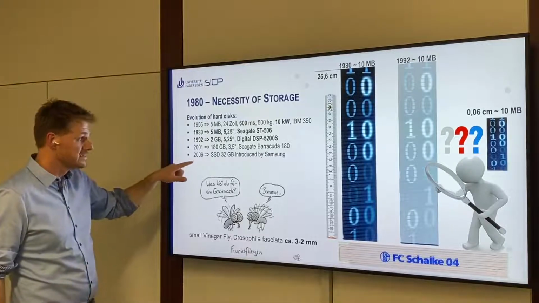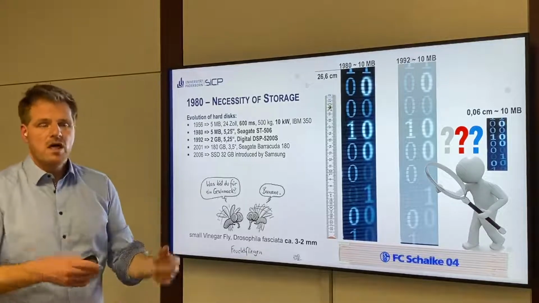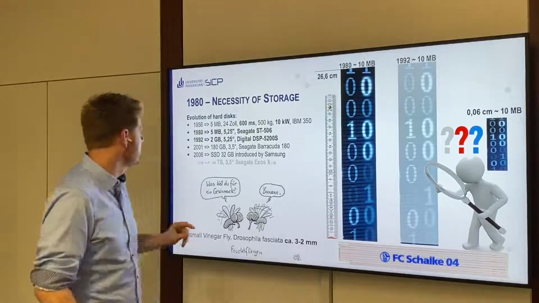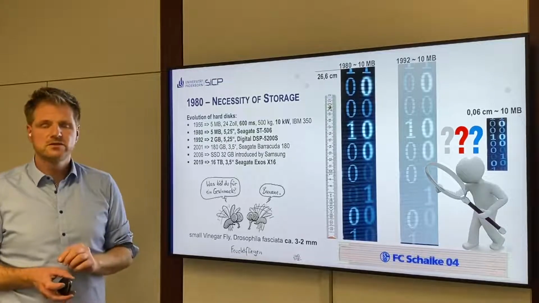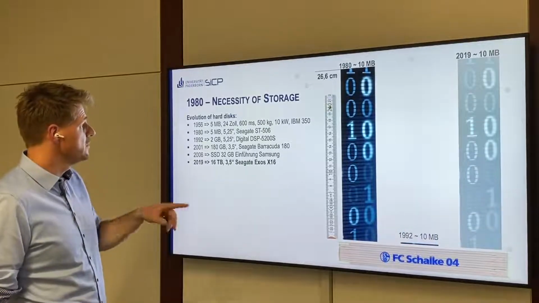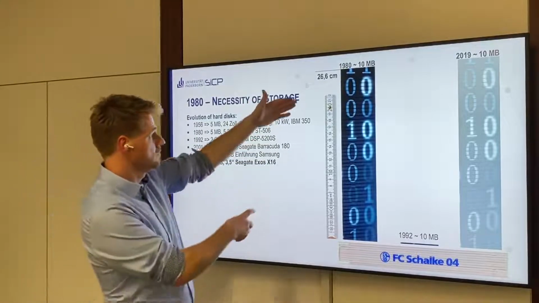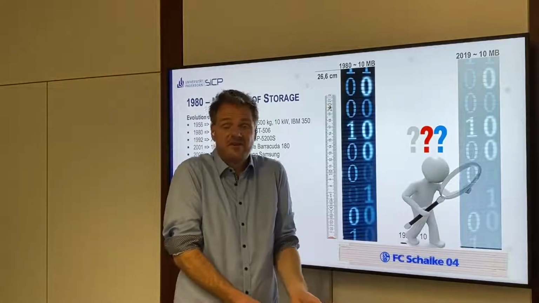In 2006, Samsung introduced the SSD, a variation of how hard drives are constructed, without mechanical components. And in 2019, we reached 16 terabytes on 3.5 inches. This is a lot of storage and a lot of capacity. So if we look at 2019 with 10 megabytes, what does it mean compared to the 10 megabytes in 1980? You can imagine it's still very, very tiny.